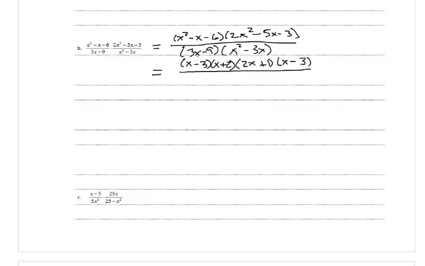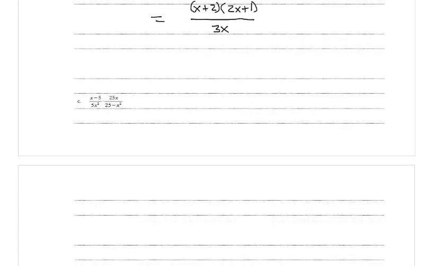So I have negative 3 here and positive 1, divided by, I can factor a 3 out of 3x minus 9, so I have 3 times x minus 3. And I can factor an x out of x squared minus 3x, so I have x and x minus 3 again. We can see that we have 2 factors of x minus 3 in the numerator and 2 factors of x minus 3 in the denominator, and they cancel each other out. We're left with x plus 2 times 2x plus 1 in the numerator, and 3x in the denominator.